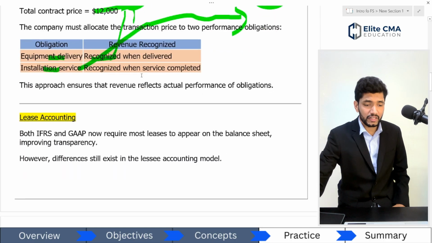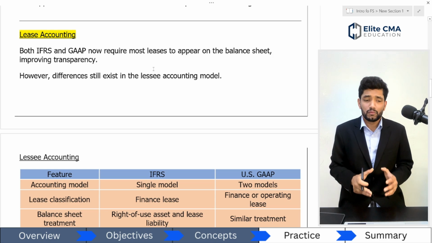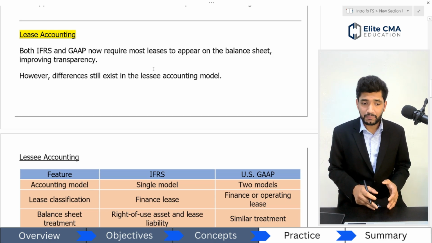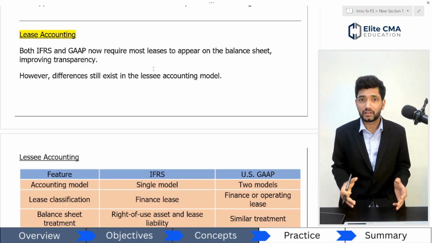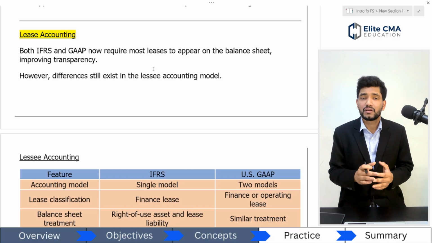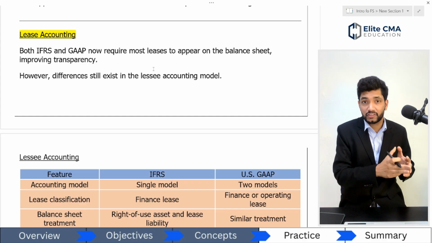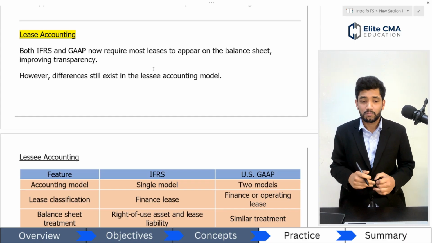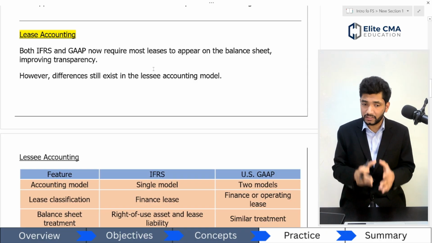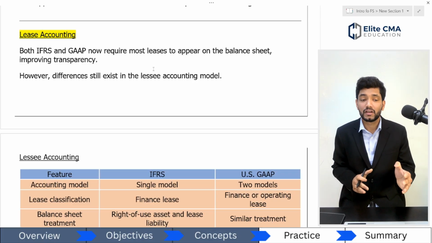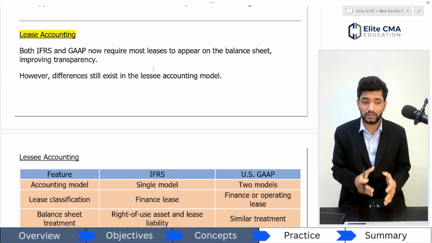Then let's move into lease accounting. Both IFRS and US GAAP now require most leases to appear on the balance sheet, improving transparency. In the initial phase, some leases may not have appeared on the balance sheet, as they were considered operating leases. But now most leases should appear on the balance sheet under both IFRS and US GAAP. This is to improve transparency in financial reporting.